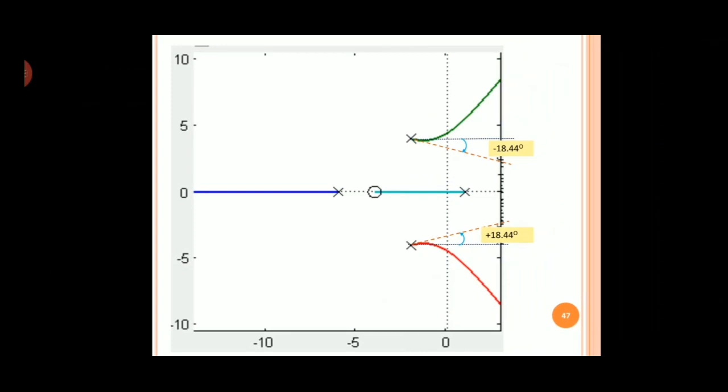Now for the other pole, which is P3, the complex conjugate, the angle would be the negative of what we already got, which is plus 18.44. The red branch is departing from this complex pole at an angle of plus 18.44 degrees.